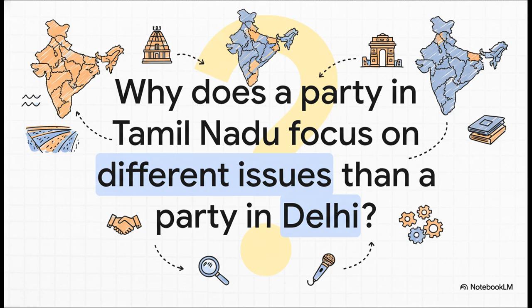I'm sure you've noticed that a political party, say in Tamil Nadu or Punjab, talks about very different things compared to a party that operates all over the country, right? Well, that's the big question we're going to explore. How local issues shape politics in a huge country like ours.